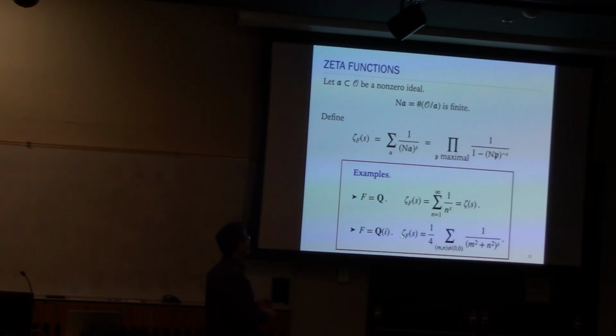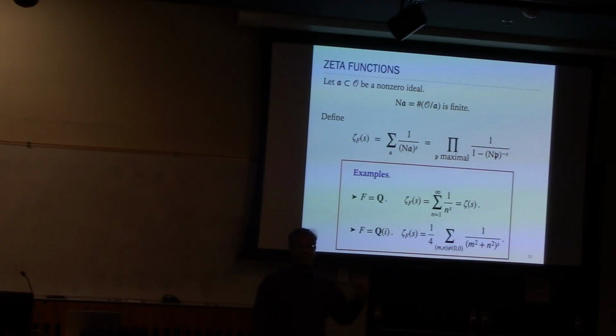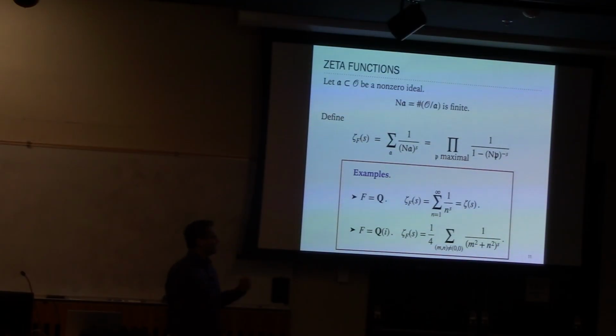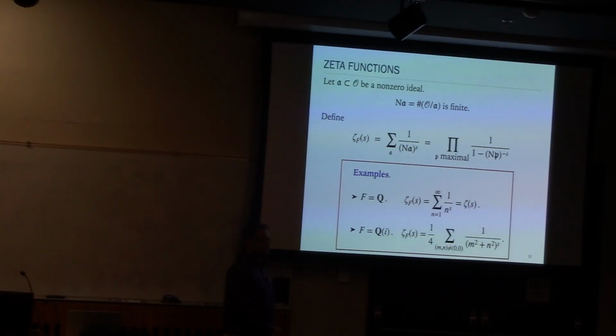So let's just do the example of Q adjoin i. For Q adjoin i, the ring O turns out to be Z adjoin i, so elements of the form a plus bi, where a and b are integers. The ideals are again principal, so they're just generated by m plus ni, where m and n are integers. And that's a non-zero ideal if either one of them is non-zero. And what's the norm? What's the size of Z[i] modulo the ideal generated by m plus ni? You draw a nice little picture in the plane, you have a little square generated by m plus ni and all of its unit multiples. And then you take the area of that square, it's just m squared plus n squared.